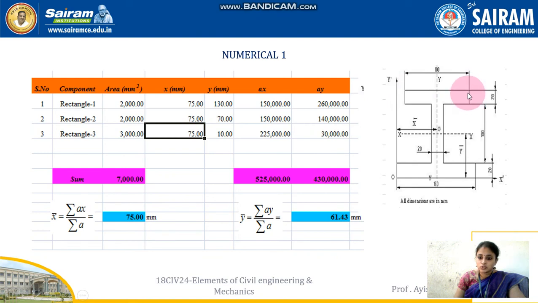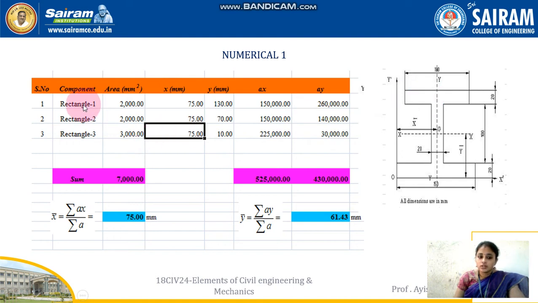Here in the first rectangle, you can see it has a breadth of 100 mm and depth of 20 mm. So the area of the first rectangle is b into d, 100 into 20. The area of the second rectangle is 100 into 20, which is 2000, and the area of the third rectangle is 150 into 20. Just multiply it and put it here.